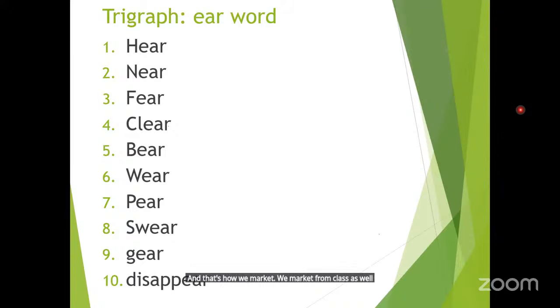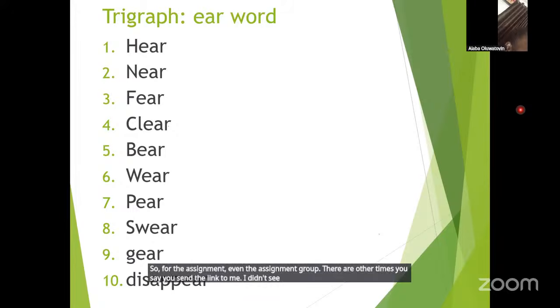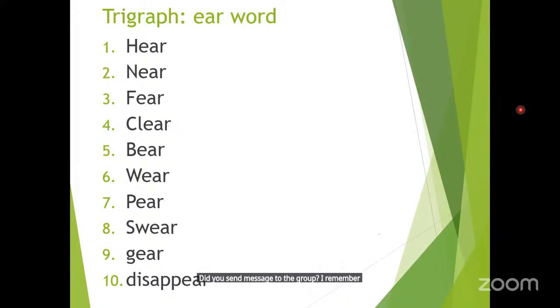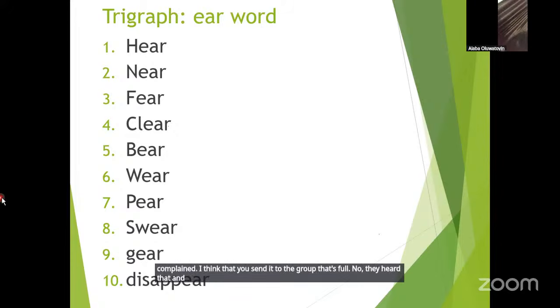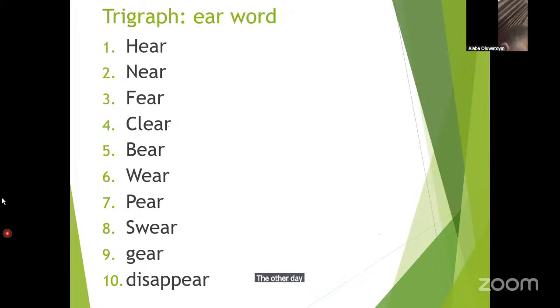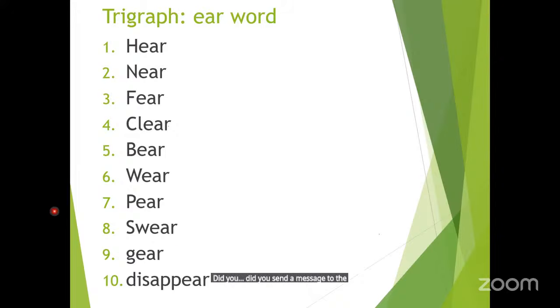So for the assignment, are you on the assignment group? The other time you said you sent the link to me. I didn't see anything up to now. Did you send a message to the group? I remember some people complained. I said that you should send it to the group, and I need to join the assignment group. The other day I complained. You said you sent one link through which I would get it. Did you send a message to the group?